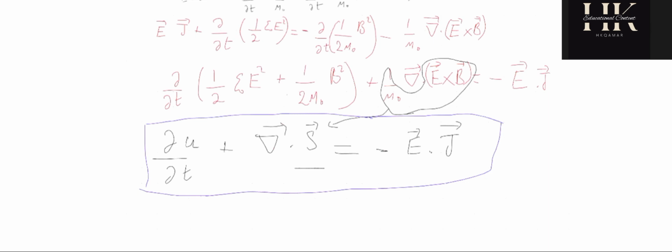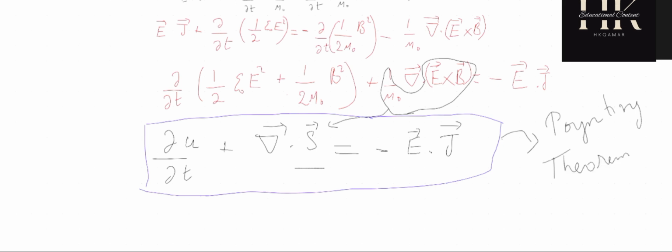This is the Poynting theorem, or work-energy theorem of electrodynamics. Now, this curly U by curly T represents the rate of change of energy stored in electromagnetic fields.